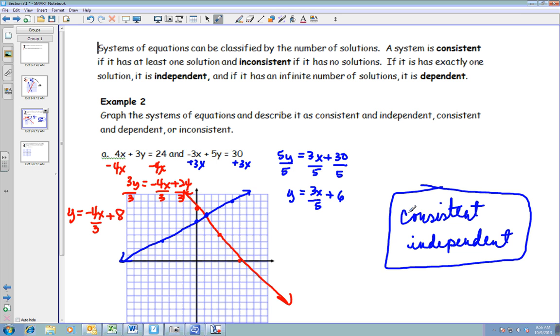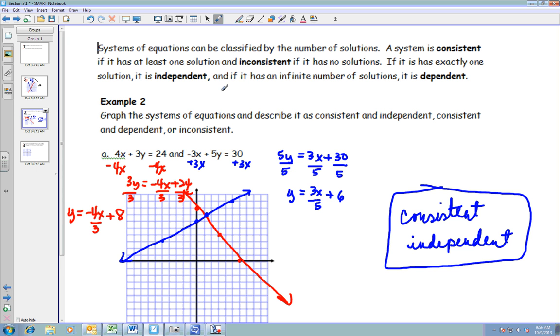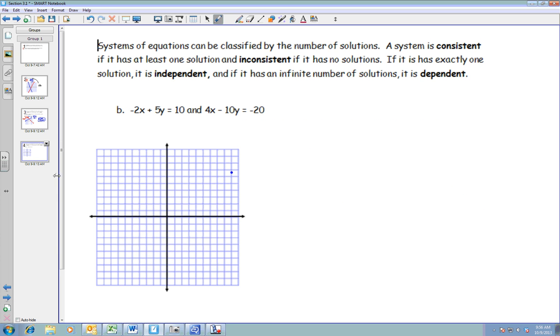Okay, so here's what I want you to do. I want you to finish part B. The first thing you need to do is solve for y in each one, graph them, and then classify it as consistent and independent, consistent and dependent, or inconsistent. And then I will check this tomorrow when I'm grading your notes.